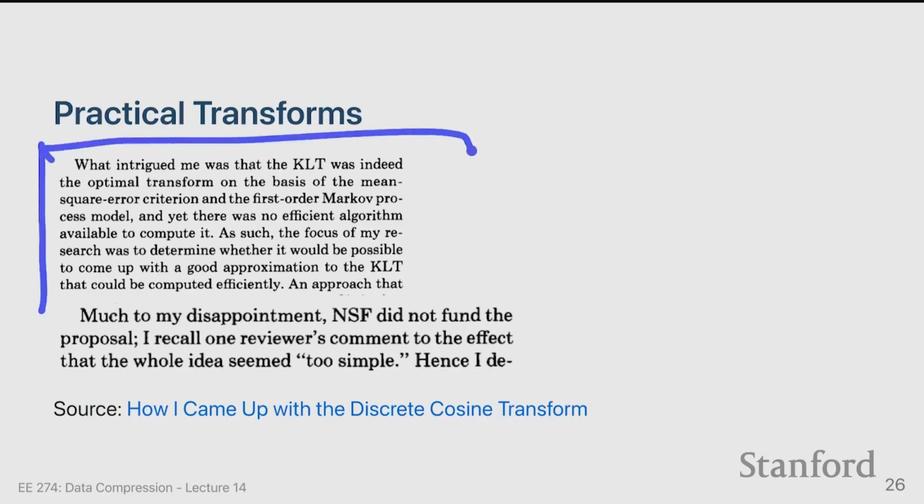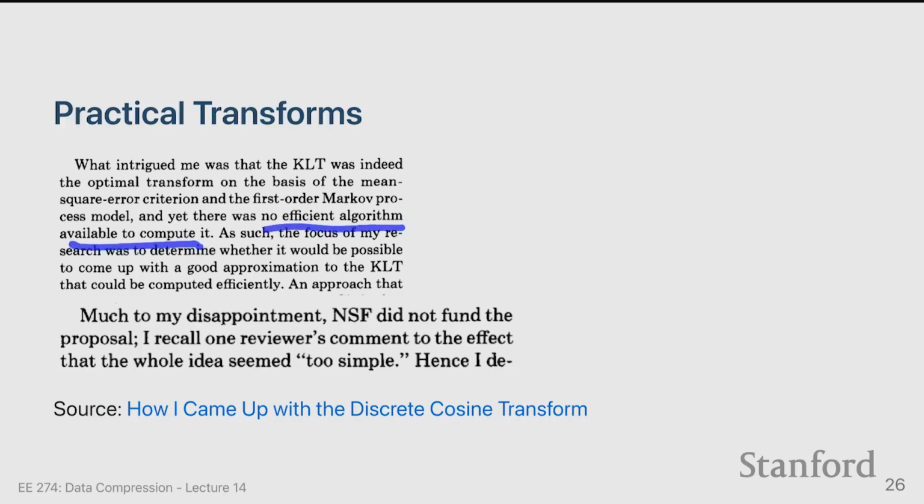If you look at the first one, what intrigued him was that the KLT was indeed the optimal transform, right? So we know KLT is optimal. And yet there is no efficient algorithm available to compute it. So that's really the issue. This guy said the same thing. And as such, the focus of his research was to determine whether it would be possible to come up with a good approximation to the KLT, which can be computed efficiently, which is essentially what we want to do. And he came up with this idea of DCT, which is used everywhere. So clearly he was very successful in his endeavor.